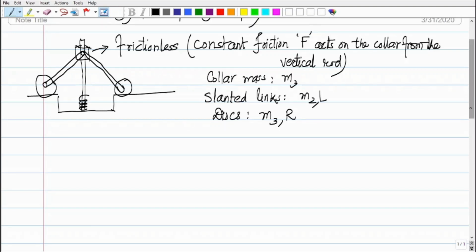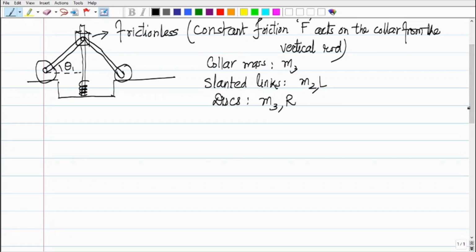Alright, so this is a very interesting work energy question. So what's happening here, let's say the setup is left from rest when this angle is theta. Okay, and we want to know what's the velocity of each of the discs, the links, and the collar when this theta is something else. Okay, so initially it is theta 1, but at an arbitrary theta, as it goes down, what is the velocity of each of those components? All right.